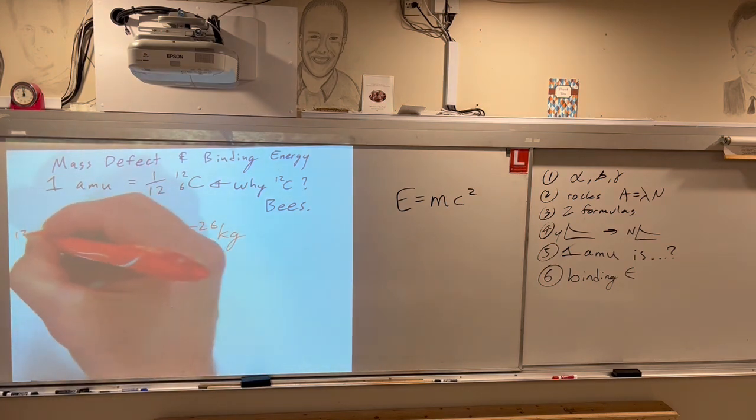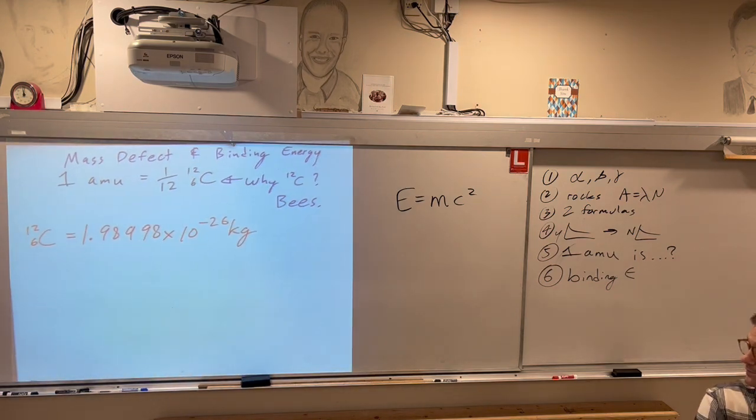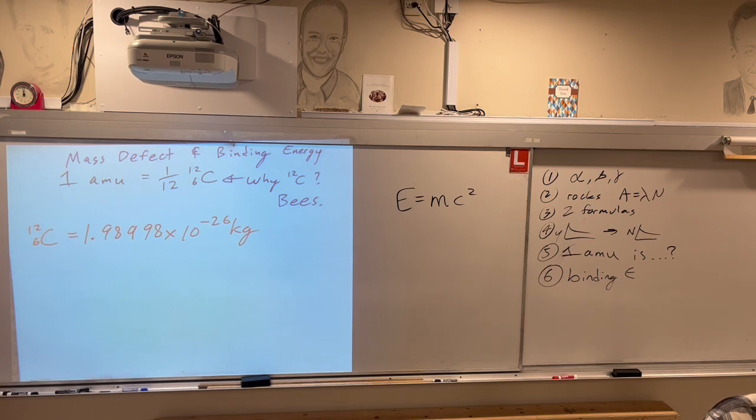This is the mass of one carbon-12 nucleus in kilograms. And we just said bees is the reason we chose carbon-12. I don't know why we chose it. And so if you chop that into 12, you'll get the mass of one atomic mass unit in kilograms.